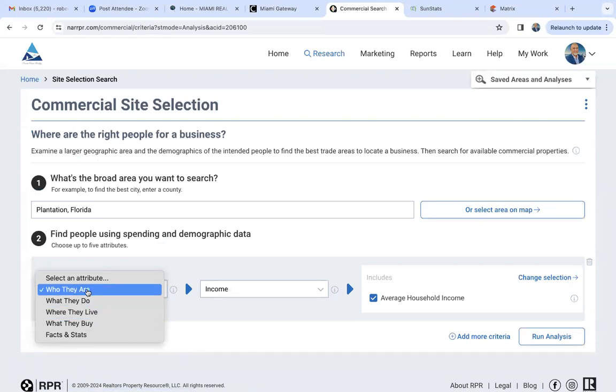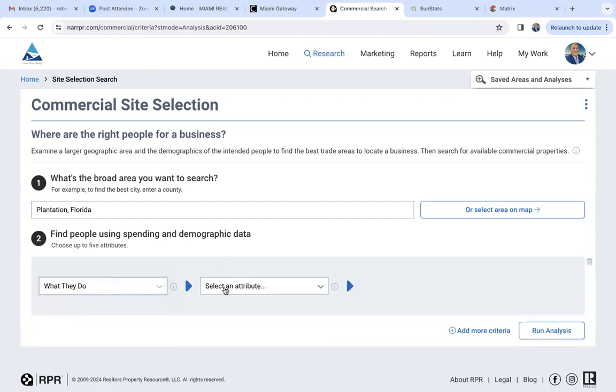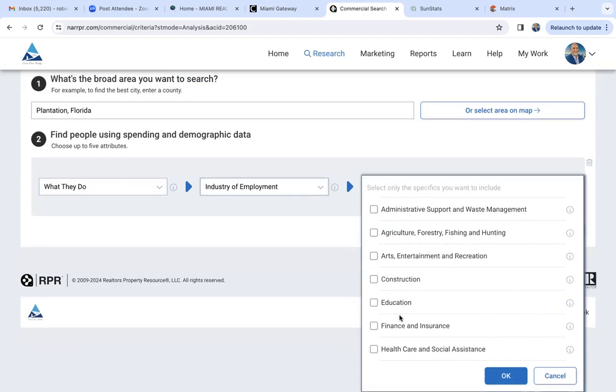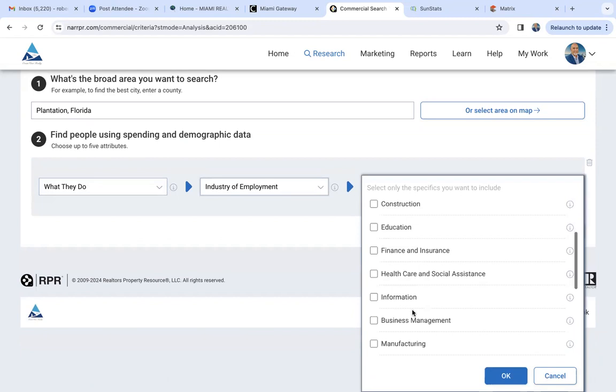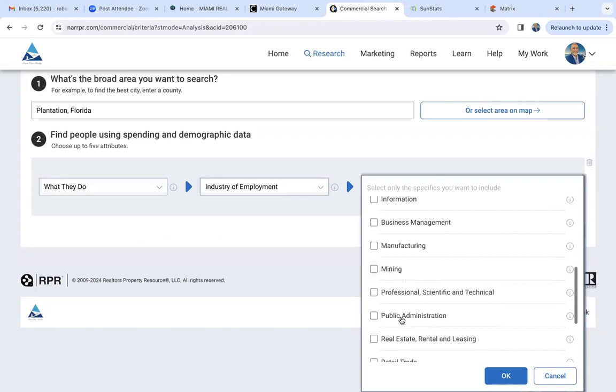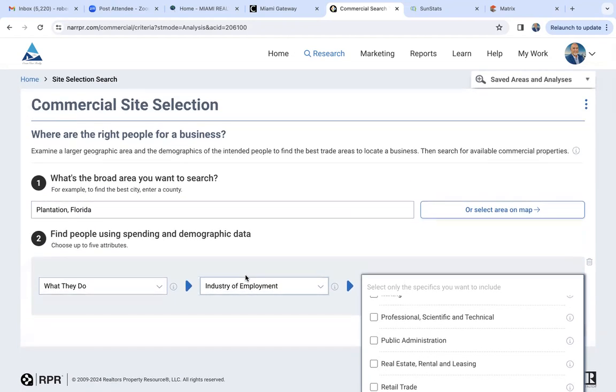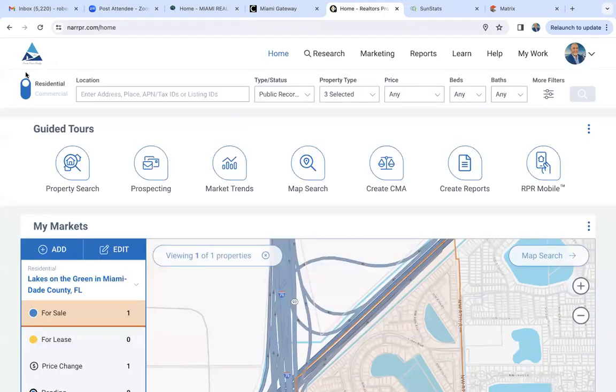There's all of these, who they are, identify who the resident is, what they do professionally. So if you want to see industry of employment, show me all who work in education, or show me all who work in information technology or business or retail or even real estate. How many realtors do we have in a particular area? You can see that.